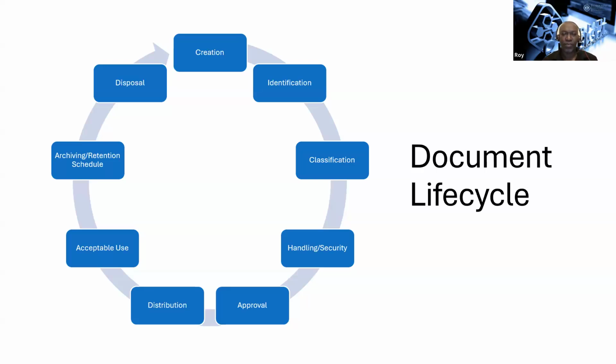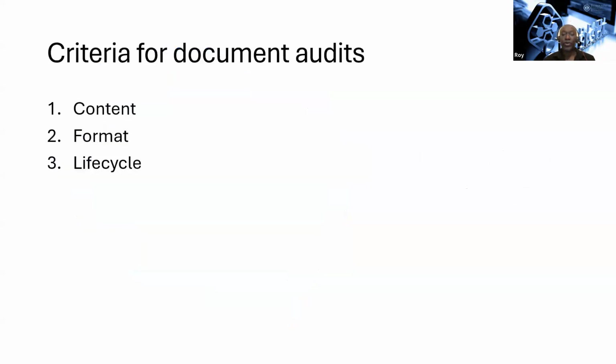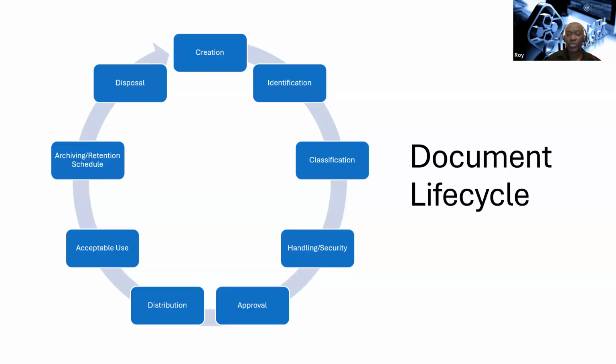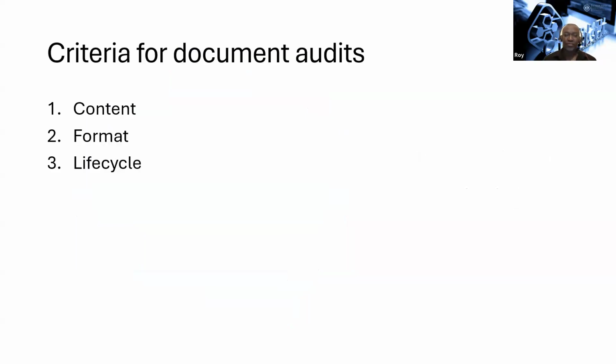And then the disposal. Now, for auditors, with regards to documentation, this is the criteria they use. They look at content, they look at format, and they look at the life cycle that we just talked about. So when auditors are auditing documents, they're looking at the content. Is it relevant? Is it reliable? Is it logical? Is it saying what it should be saying? So they will be looking to see that the content has been planned and is saying what it should say, and that the format is uniform, is consistent.